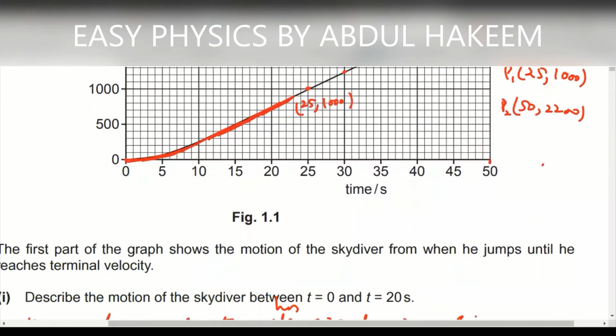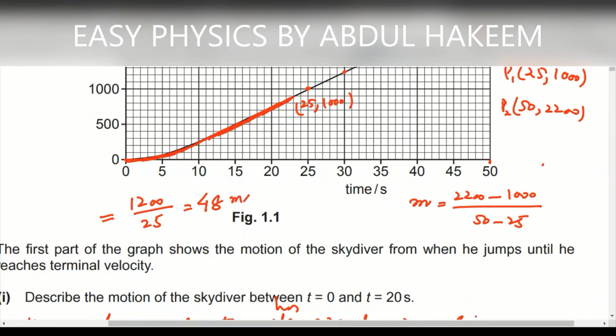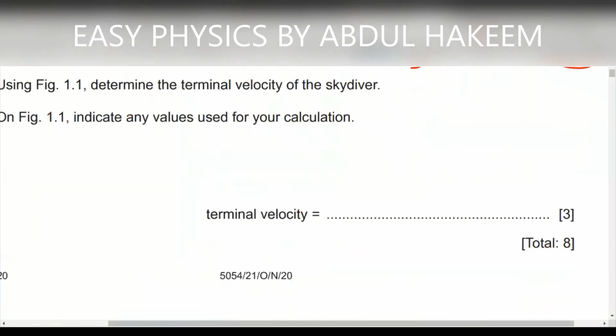Now we have to calculate the gradient. The gradient for the velocity is y2 minus y1 over x2 minus x1. So 2200 minus 1000 divided by 50 minus 25. So the answer is 1200. 2200 minus 1000, 1200 divided by 25. So we have to calculate this. The answer is coming 48. The gradient of this graph is speed, so meter per second. But do remember, you have to show this whole calculation over here. So this is 48 meter per second.